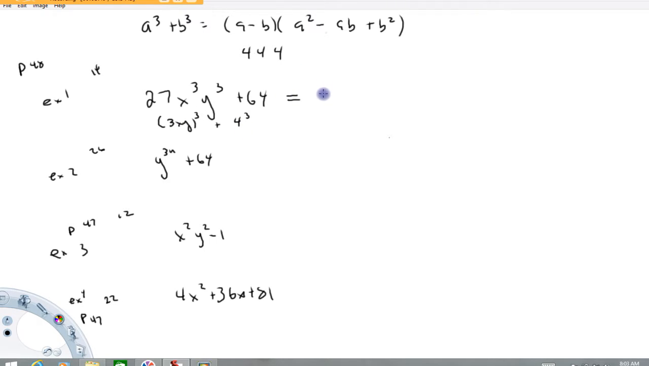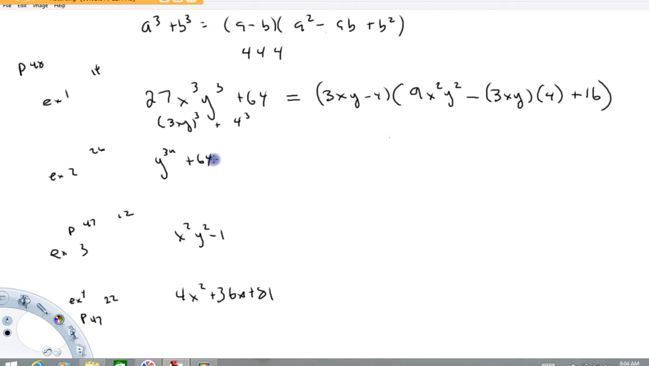So this is going to factor into 3xy minus 4, there's my a minus b, times the quantity a squared. This is a, 3xy, so that's going to be 9x squared y squared, minus a times b. So 3xy, there's my a, times my b, which is 4, plus b squared, which is plus 16. There's a slight simplification we can do: we can do this product and make that a 12. I'm just going to call that done and move on to the next problem.